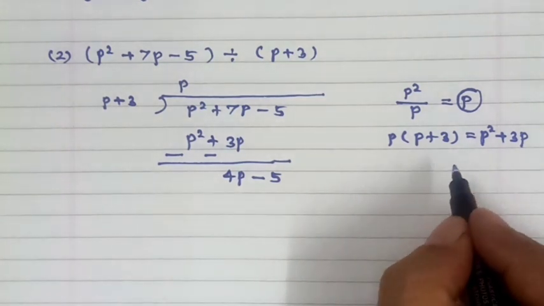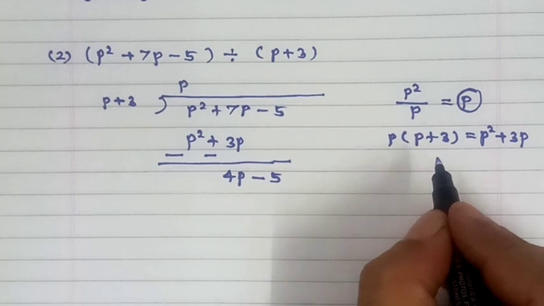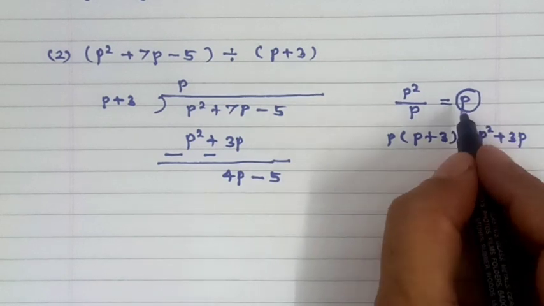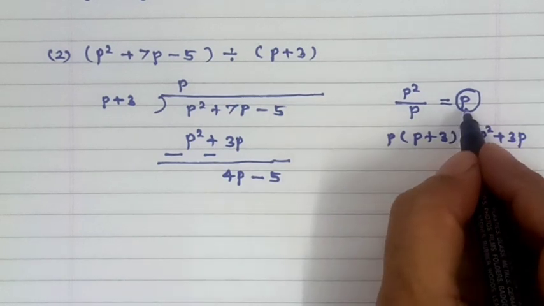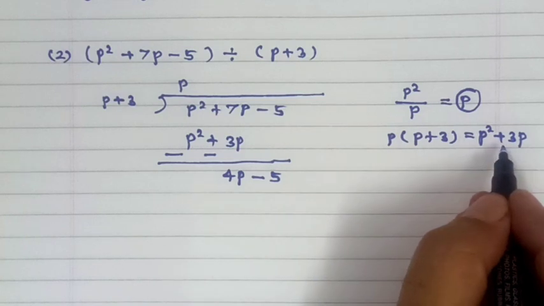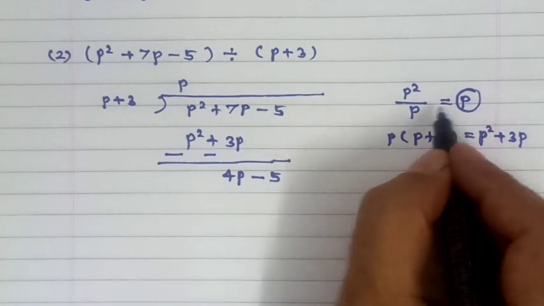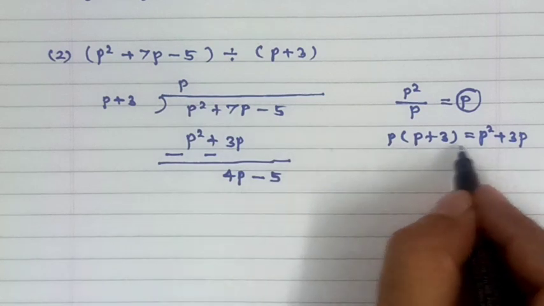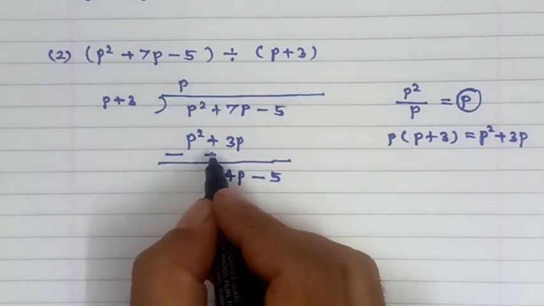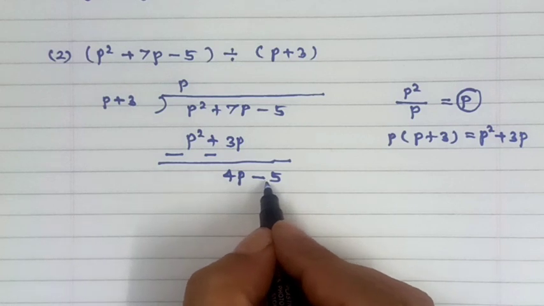So your first part is done. The same step you have to repeat again and again. First is d, so divide. Then m, so multiply. When you divide, you get p, write down here. Then multiply, whatever you get, write here. And then s, means subtract. When you subtract, you get 4p minus 5.